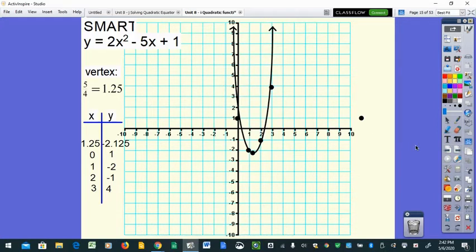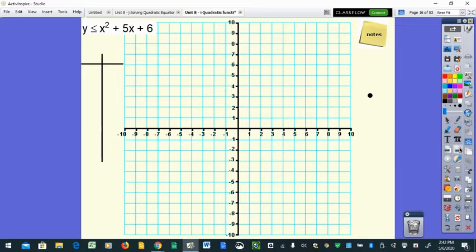Okay, let's take a look at another one. How about y is less than or equal to x squared plus 5x plus 6? Why don't you pause the video on this one and see how you do?